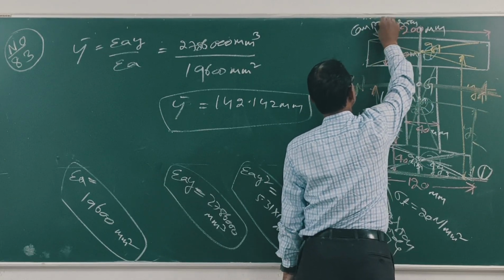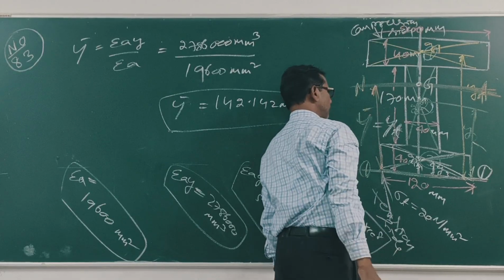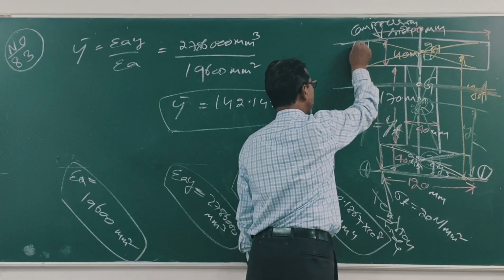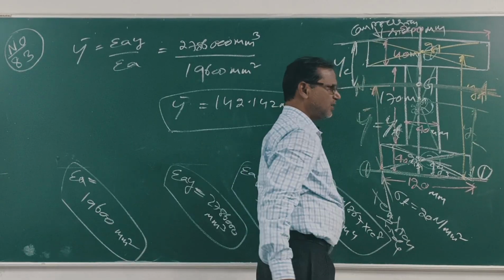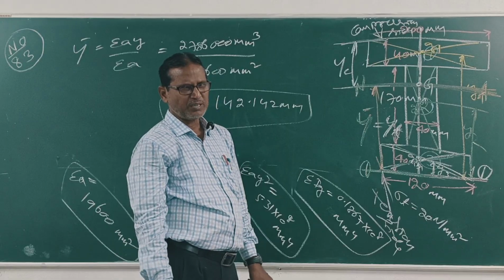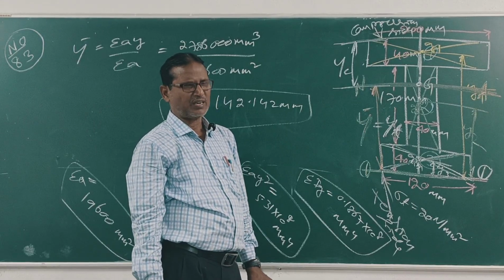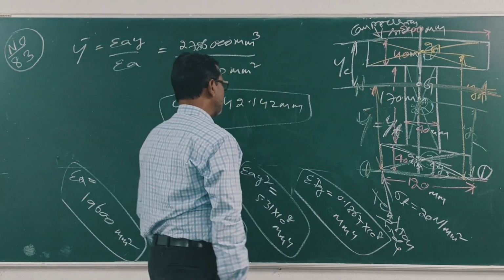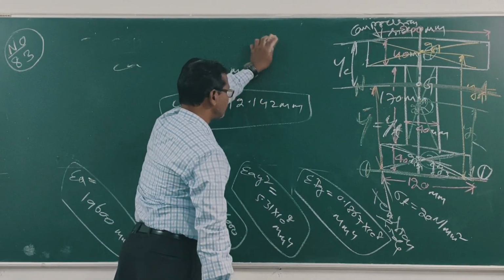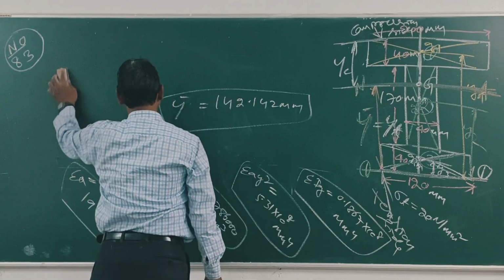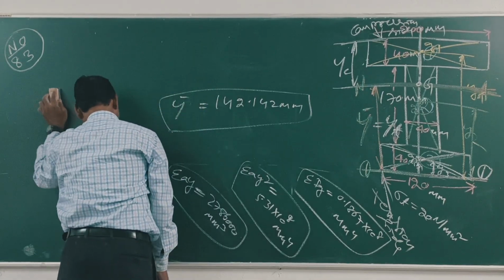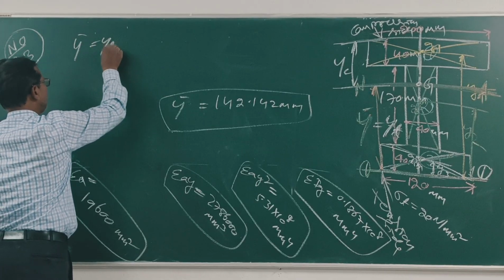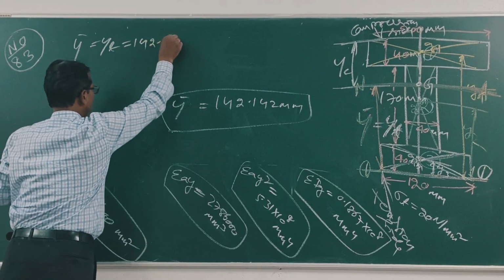Compression side. So this is y bar, which means yt, and this is yc. yc is the distance of the neutral axis from the extreme fiber of the compression side, above the neutral axis. This is below the neutral axis. Right? So y bar is equal to yt is equal to 142.142 mm.